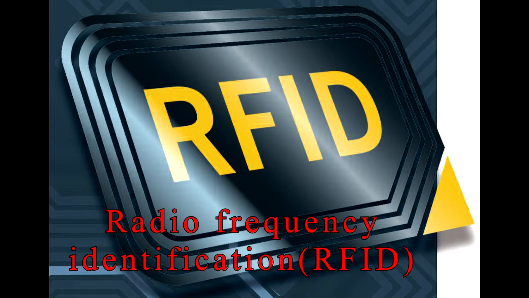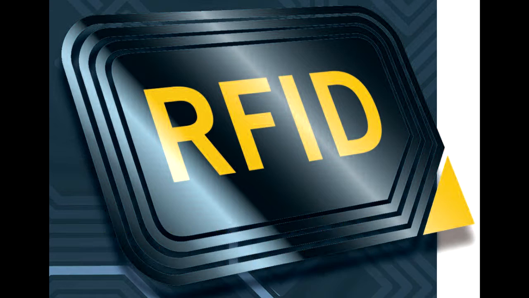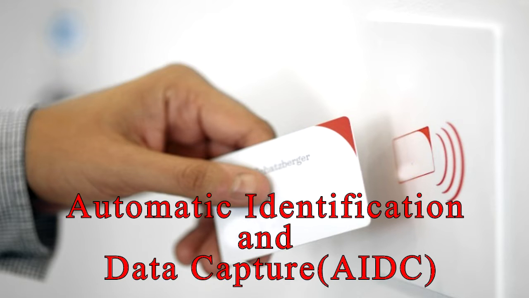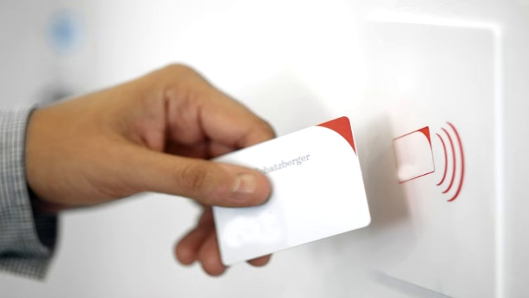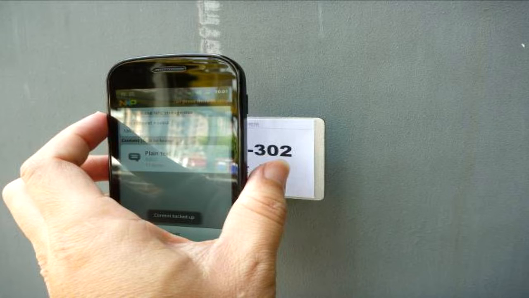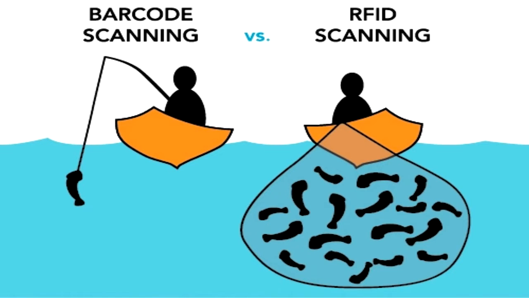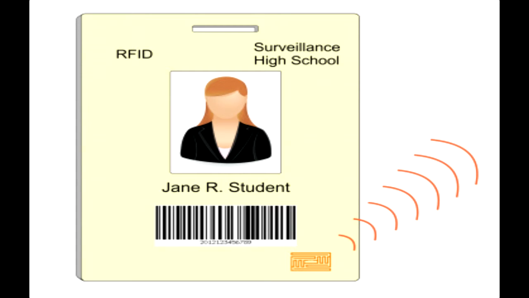RFID refers to radio frequency identification. It belongs to a family of automatic identification and data capturing. RFID is a wireless, non-contact use of radio frequency electromagnetic fields to transfer data, for the purpose of automatically identifying and tracking tags attached to objects. The attached tag contains electronically stored information.